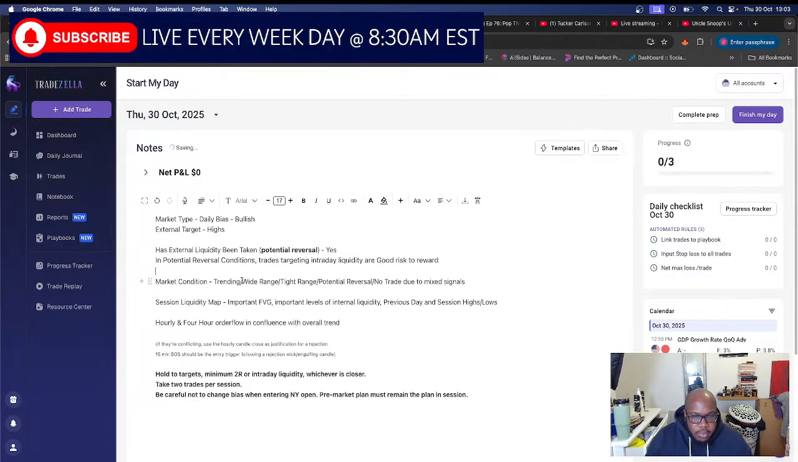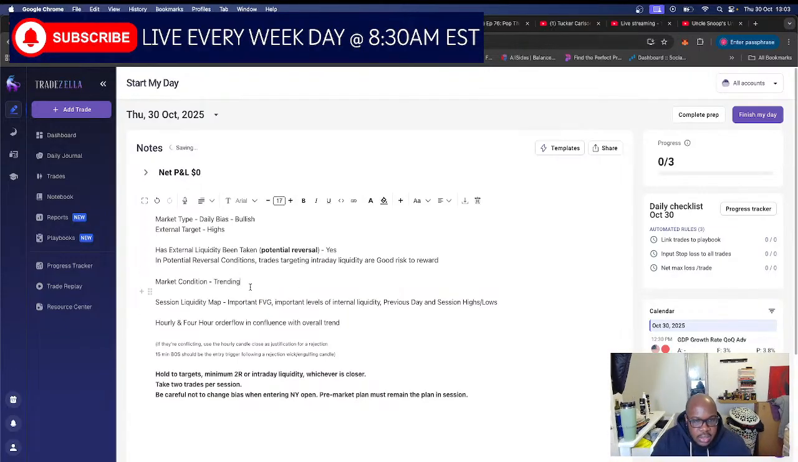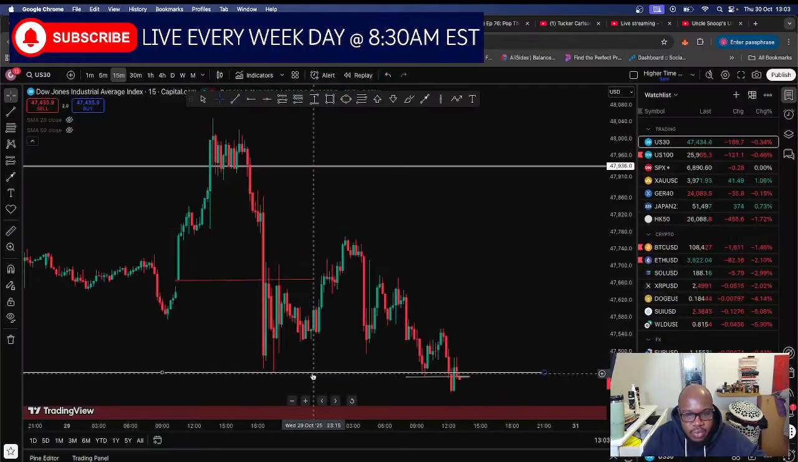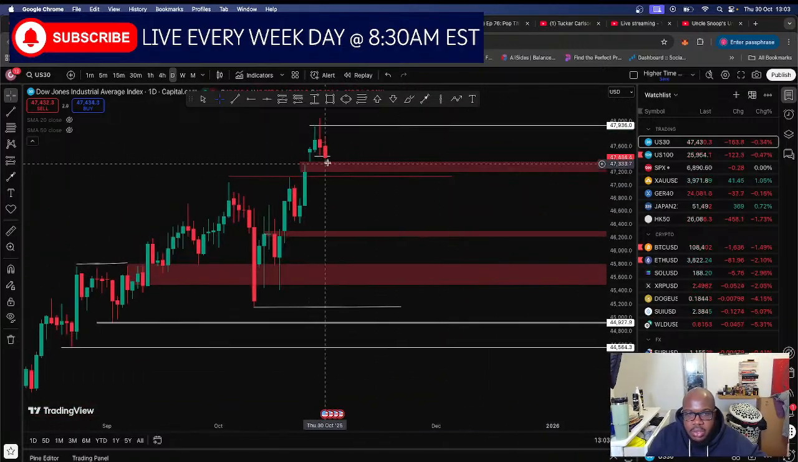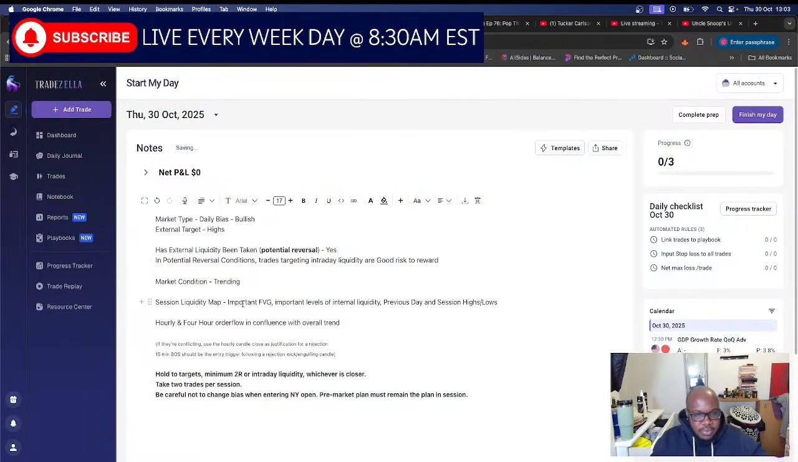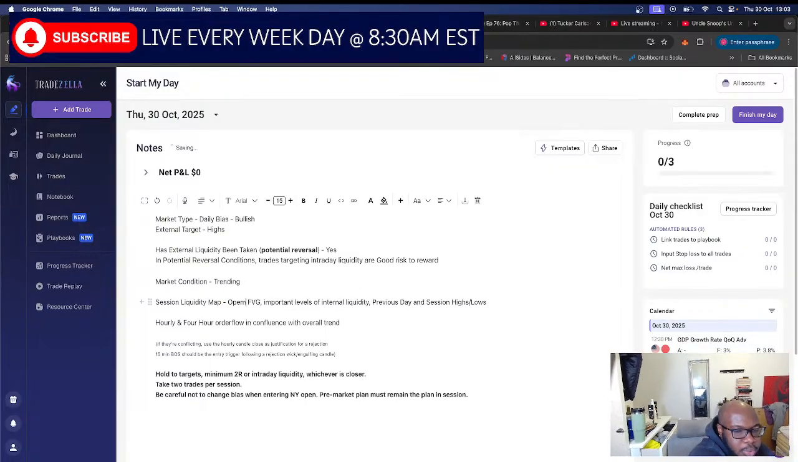Alright, so what is the market condition? The market condition is still trending, so we'll leave that as that. Now we want to mark out our important levels, and as I mentioned already, on the daily chart we've already got this opening gap that's yet to be filled, so we'll mark that out. Opening gap / fair value gap.